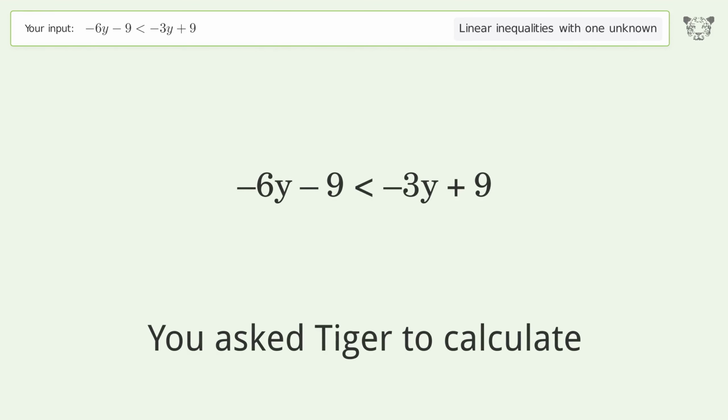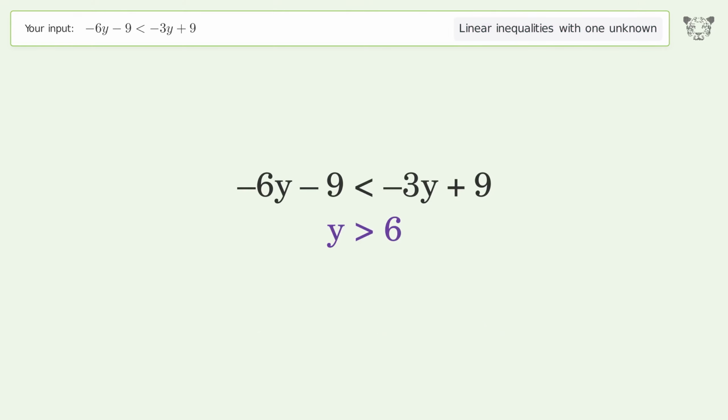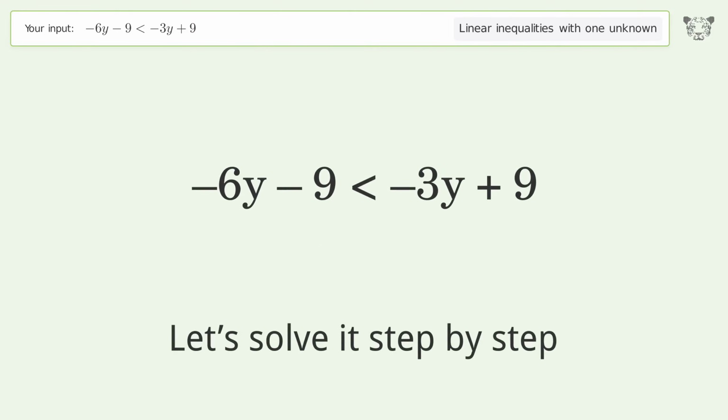You ask Tiger to calculate. This deals with linear inequalities with one unknown. The final result is y greater than -6. Let's solve it step by step.